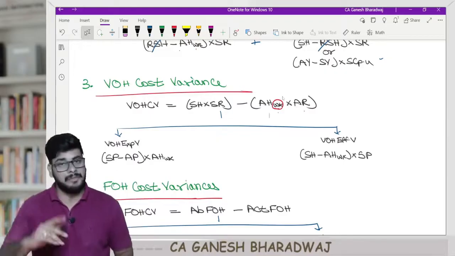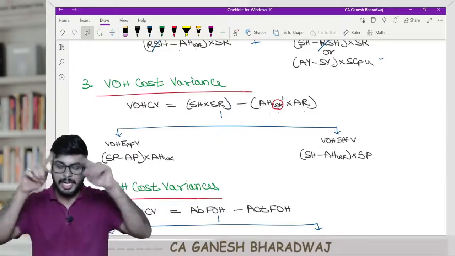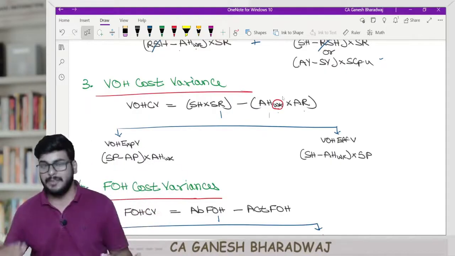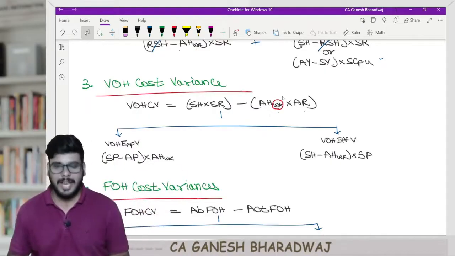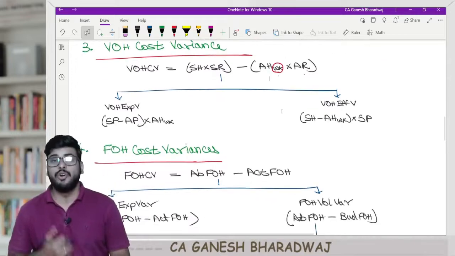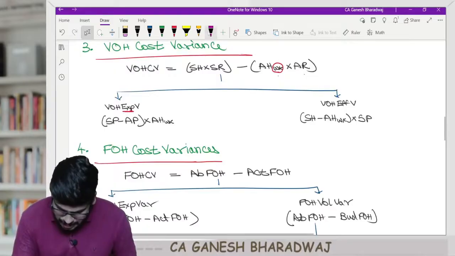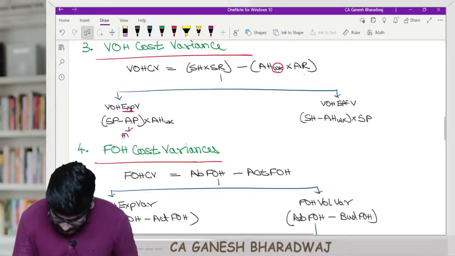Clear with this, guys? We have even seen a few numerical problems regarding that. Now this is broadly classified into two: variable overhead expenditure variance and variable overhead efficiency variance. Now, expenditure variance. Tell me, guys, whose responsibility is the expenditure variance? Similarly, here the expenditure variance is the responsibility of whom? The maintenance manager.